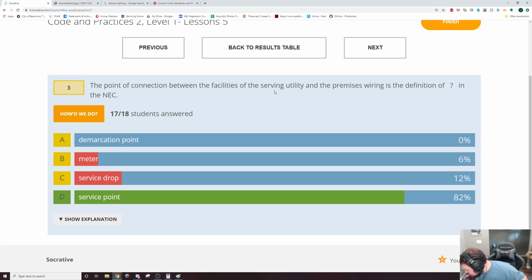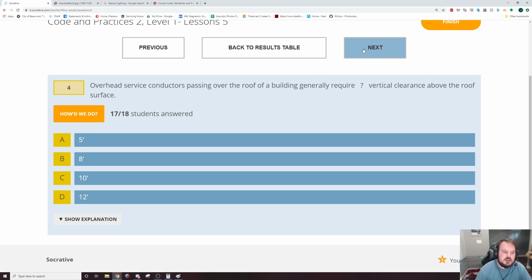There are no definitions in the services chapter. So, again, Article 100. Overhead service conductors passing over the roof. So this is talking about overhead service conductors and vertical clearance. This is going to be 230.24, which is clearances. So if you look up overhead service conductors, then clearances, and then go to above roofs and then vertical clearance and look through that little section. Reading through there will get you to the 8-foot answer.